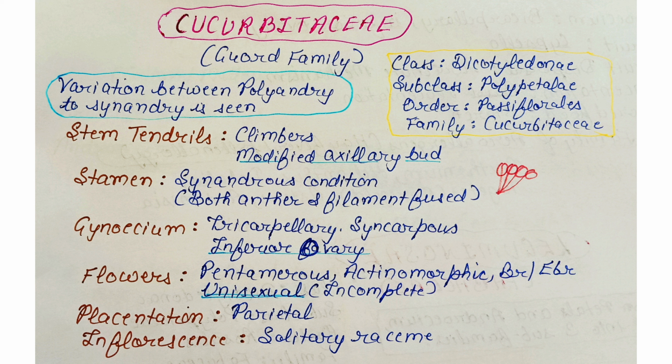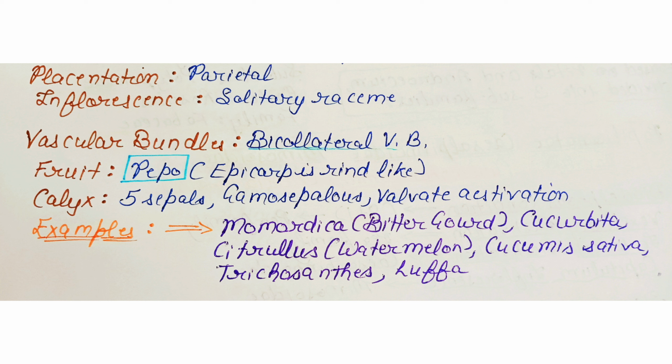Also, the flower is unisexual. This point is to be noted. Parietal placentation is seen and the inflorescence is the solitary raceme. Vascular bundles are bicollateral. Fruit is known as pepo. Calyx are 5 in number, gamosepalous and show the valvate aestivation. Examples are Momordica, that is bitter gourd, Cucurbita, Citrullus, which is watermelon, Cucumis sativus, that is cucumber, Trichosanthes and Luffa.